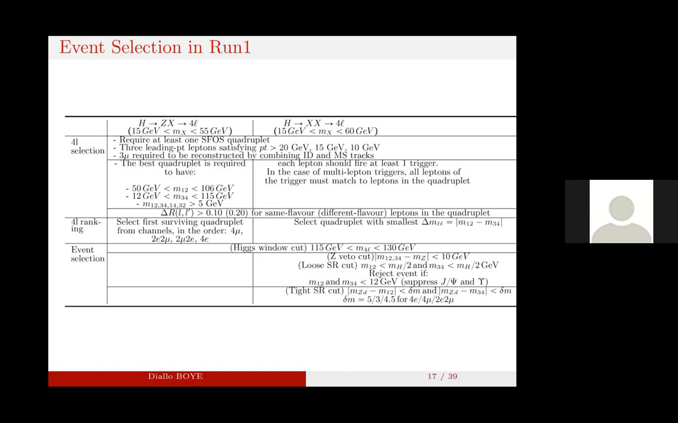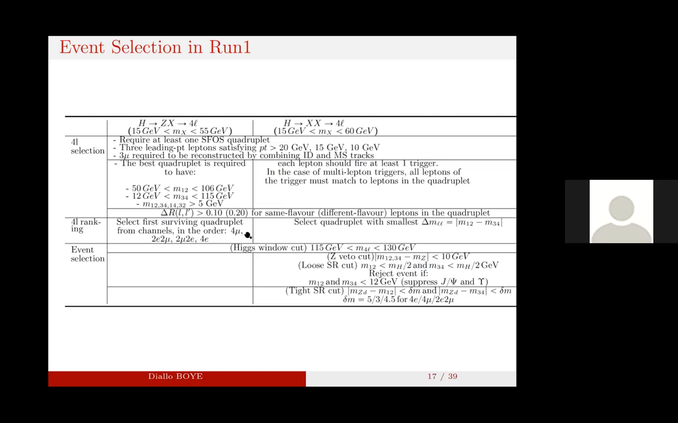So for the ZX channel, the best quadruplet is required to have these requirements. And for the high mass channel, each lepton should fire at least one trigger. In the case of a multi-lepton trigger, all leptons of the trigger must match to leptons in the quadruplet. And then we apply a delta R cut, where it should be higher than 0.10 for different flavor and 0.20 for same flavor leptons in the quadruplet.